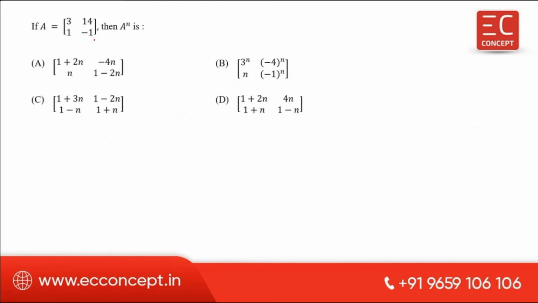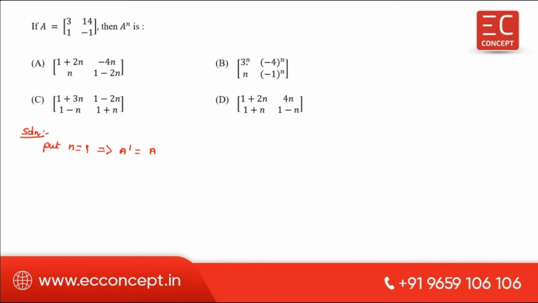Okay. Next, if A is equal to [3, 4; 1, -1], then A power n is equal to what? This question is very interesting. First of all, this A power n, where n is a natural number, right? So put n equal to 1 in the options A, B, C, D. If you get the matrix A, since A power 1 is A, then that is your option.